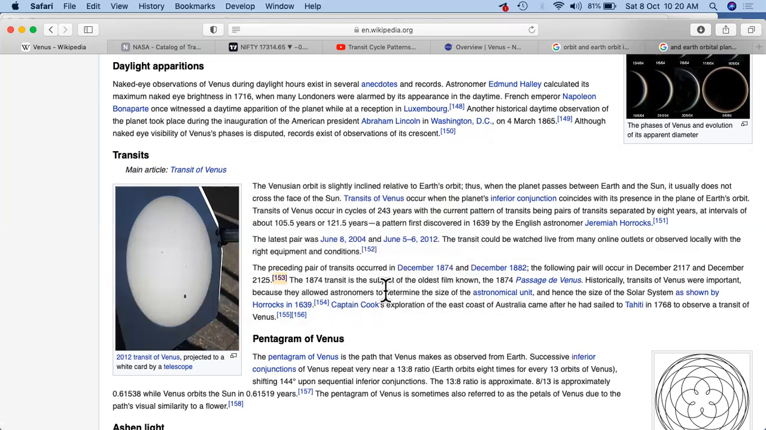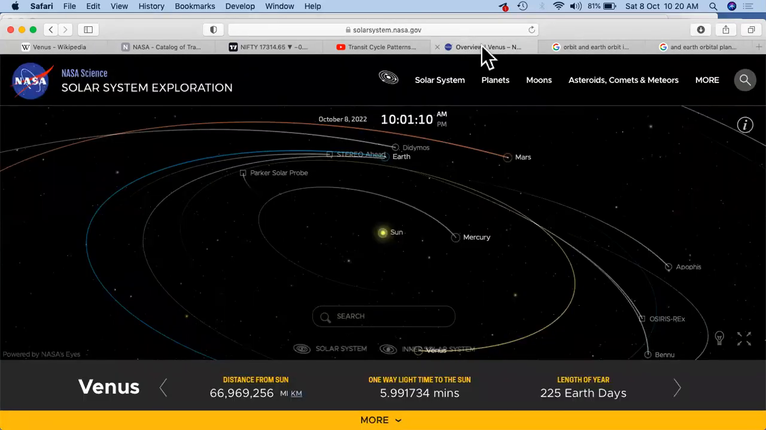Transit, with the subject of the oldest film known as 1874 Passage to Venus, right? So we tried to find out more regarding this part, and we found this on the website of NASA, right?